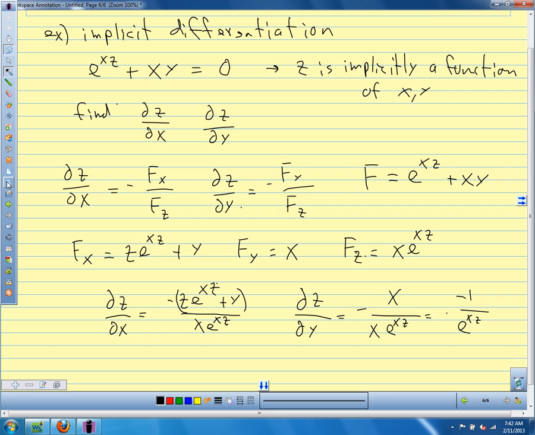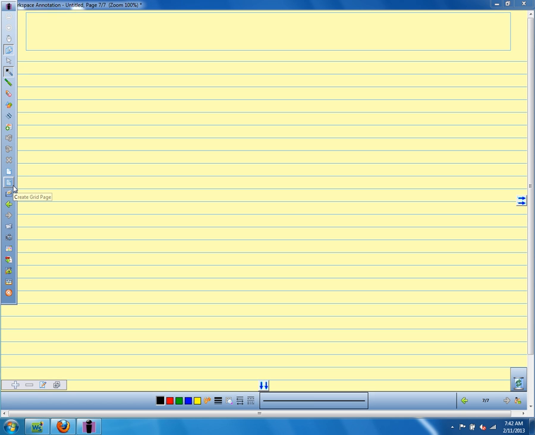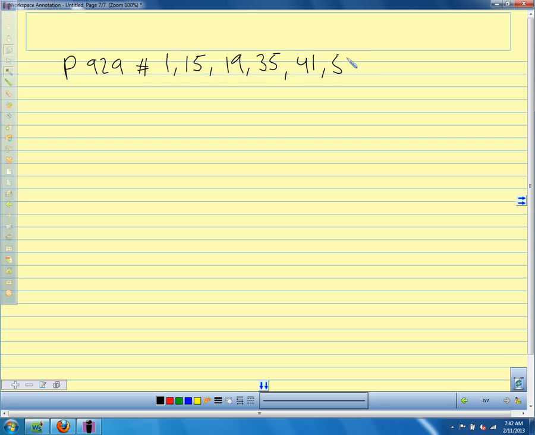Okay. Well, now we know how to use chain rules for partial derivatives. Homework's page 929. All right, there you go.